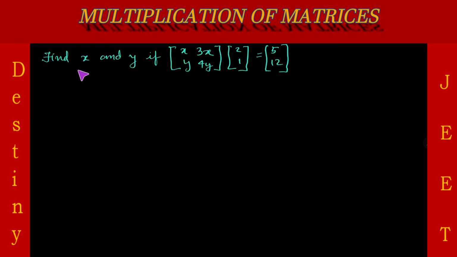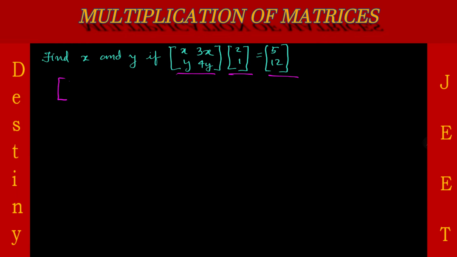Okay. Now let's start the second question. What it says: find x and y if this into this is equal to this. Now for this, what do we do? First we multiply the matrices as usual. Let us multiply first.